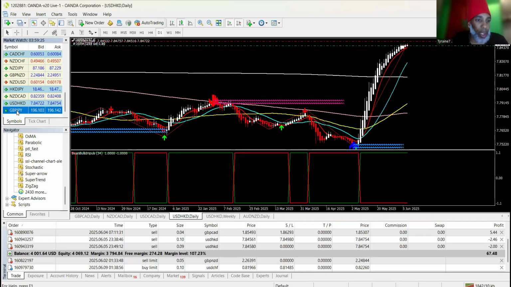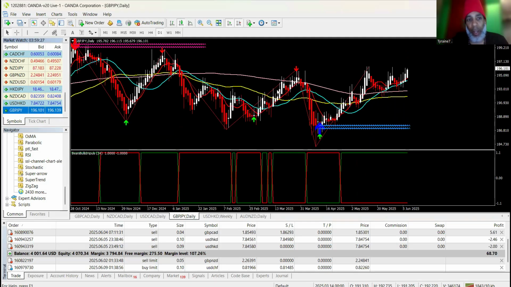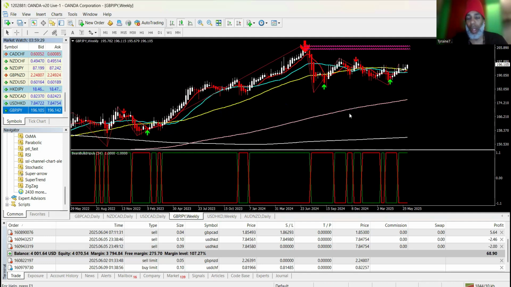And then GBP JPY, nothing there on the weekly. And so now we've run through the weekly chart. This is how we do it every week here. And I like to show how we run through them, how we draw up our charts, what we're looking for, so that you can get some insight.